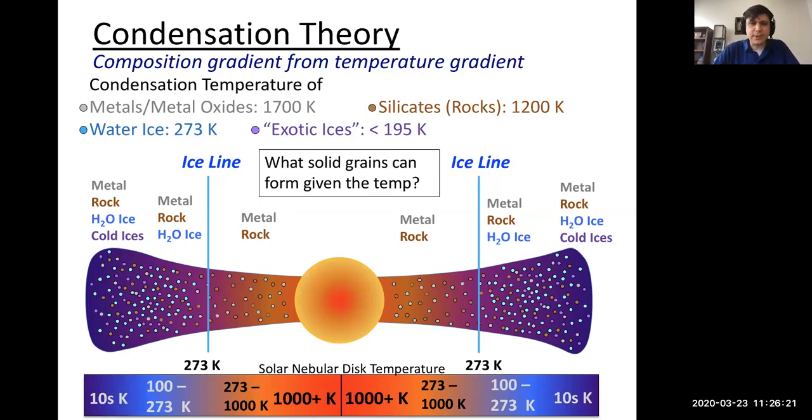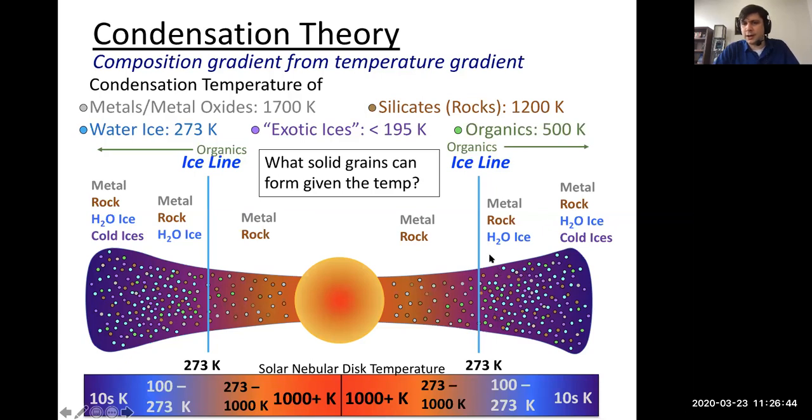So now you can see we have this gradient of material. We have metal and rock everywhere. Then we add in water ice, and then we keep adding in more and more cold temperature ices. And one other important thing, where are we getting organic chemistry happening? Anywhere where it's 500 Kelvin and below, so a little bit interior to the ice line and a little bit exterior to the ice line, we are getting organics. So right in this region, a little bit interior to the ice line, you'll be forming things like the C-type asteroids.